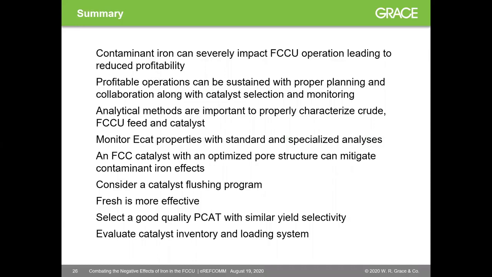Analytically, we drew from a wide repertoire of test methods to successfully monitor the performance in the 1232 unit. Selection of a catalyst with optimized porosity helped to mitigate problems with iron. And if you do use purchased Ecat catalyst to supplement fresh additions, the selectivity of that material should complement overall unit activity.